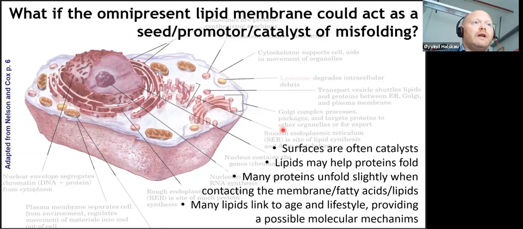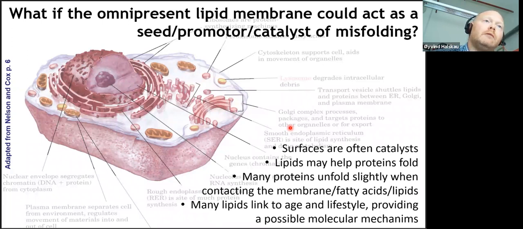I was interested in the following. What if the lipid membrane could act as a seed or a promoter or even a catalyst of misfolding events? Surfaces, independent of the nature, often act as catalysts. So what if the membrane could be such a surface? Admittedly, a fluid and very dynamic surface, but still an interface at least.